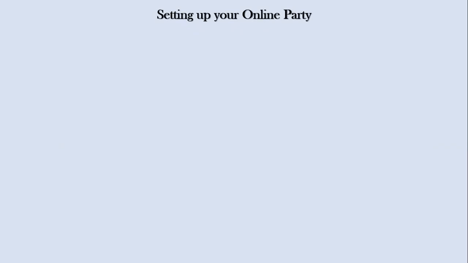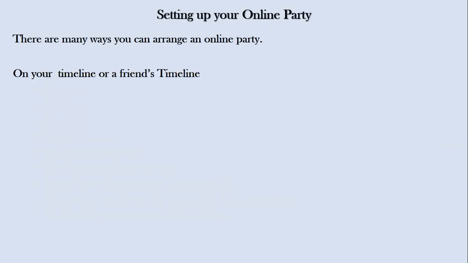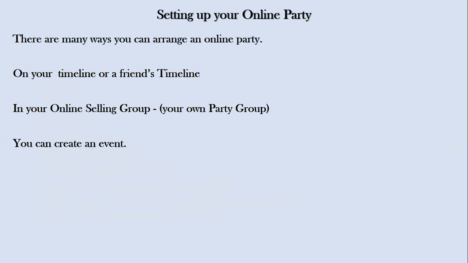So, how do you go about setting up your online party? There are actually many ways that you can arrange to do an online party, and I'm going to talk specifically at the moment about Facebook. There are many ways to do it on there. You can do it on your own timeline or on a friend's timeline, in your own online selling group, or you may want to create your own online party group so that you can start to build up a customer base of people who have attended parties. It's a fantastic extra customer list, I think.